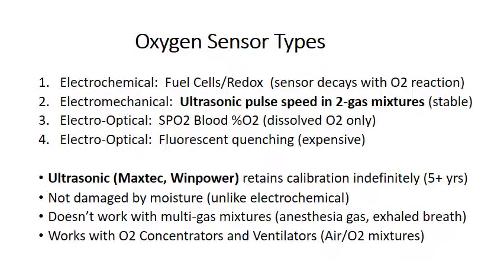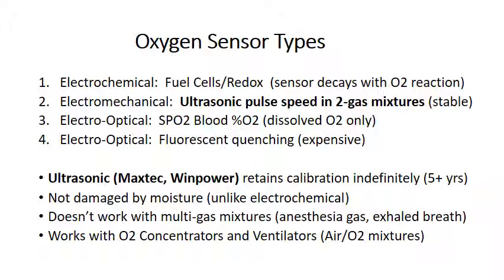Okay, let's talk a little bit about the sensor that we're using to measure the oxygen concentrator output. Now, typically, the cheaper models of oxygen analyzers use electrochemical fuel cells or redox reaction sensors. The problem with these sensors is that they are actually decaying in the presence of oxygen. So the moment you start using them is the moment they start dying. And they typically have a lifetime of only about 3 years. And even if you don't use them, their lifetime is not reliable beyond 3 years.